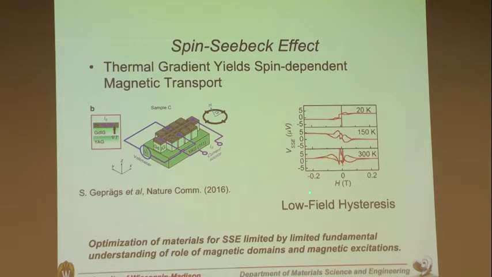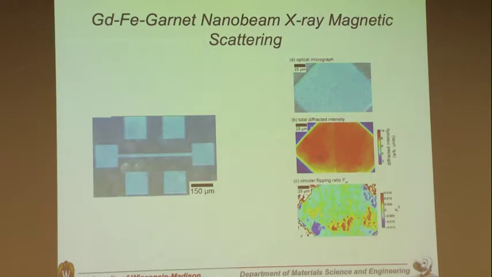And it has some puzzles, including if you look at the spin-Seebeck effect voltage here as a function of magnetic field, you can see there's some hysteresis in the spin-Seebeck effect. And that means that the spin-Seebeck effect is likely linked to whatever's changing at these magnetic fields. And that's the magnetic domain pattern, which is unknown in these samples. So let's go and find out.